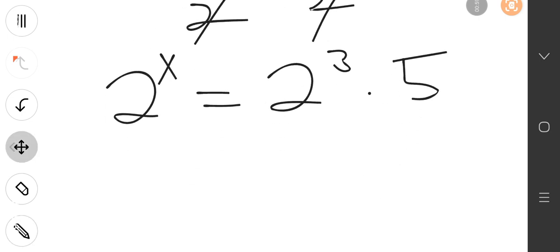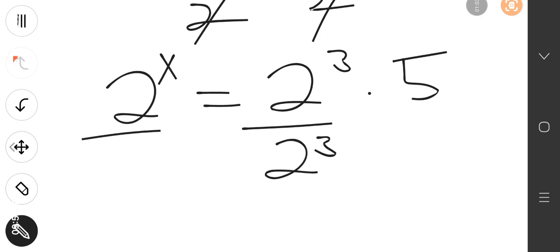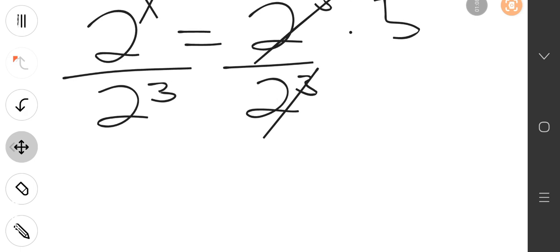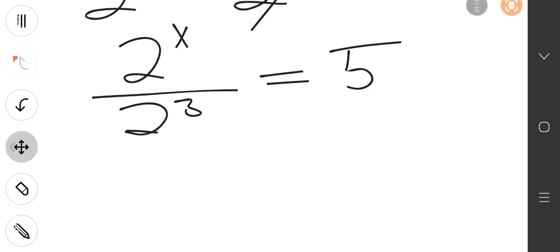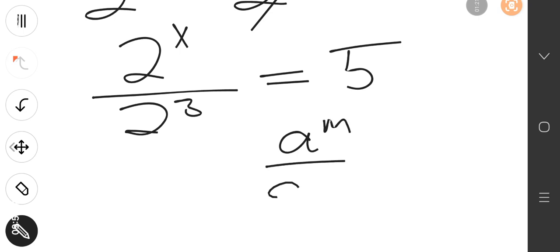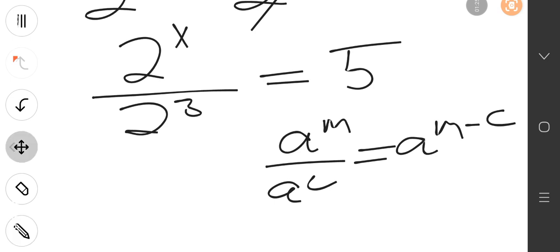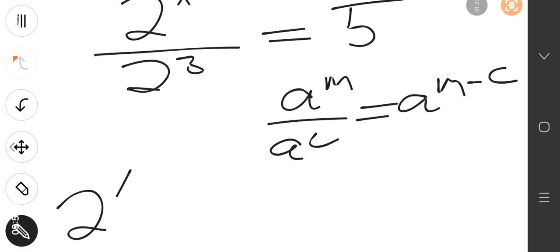All right, now let's divide here by 2^3, here by 2^3. So this and this will cancel. So we are left with 2^x over 2^3 equals 5. All right, now let's apply the quotient rule. And that states that a^m over a^c should give us a^(m-c). So this gives us 2^(x-3) equals 5.